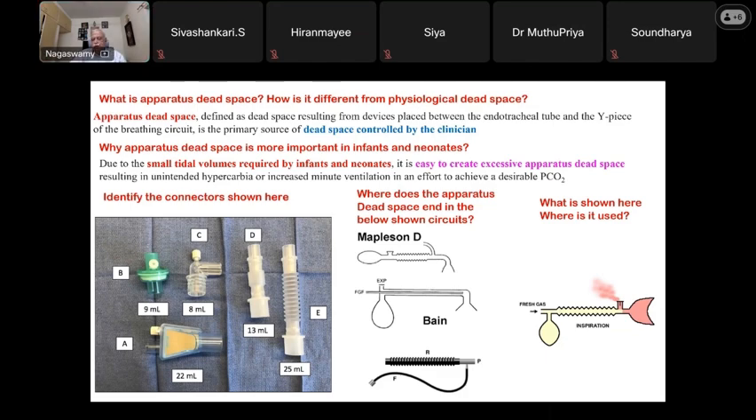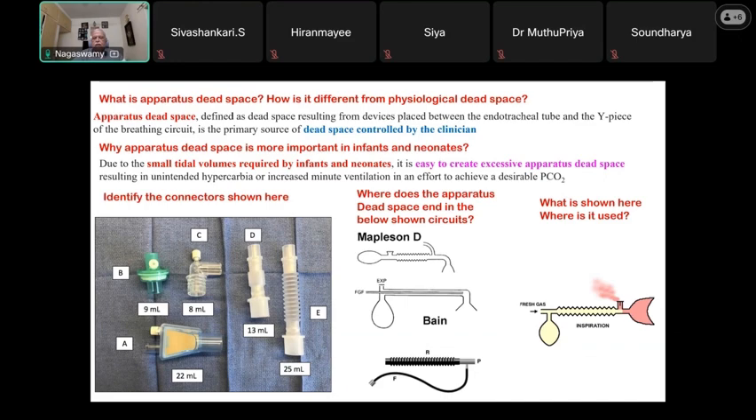For spontaneous respiration. So the 2 points that you have to remember is apparatus dead space will end where fresh gas flow entry is happening inside the circuit or where the expiratory valve is positioned. These are the 2 points which will determine the volume of apparatus dead space. Lesser the apparatus dead space, better the oxygenation and ventilation for the patient, especially if they are neonates or infants.